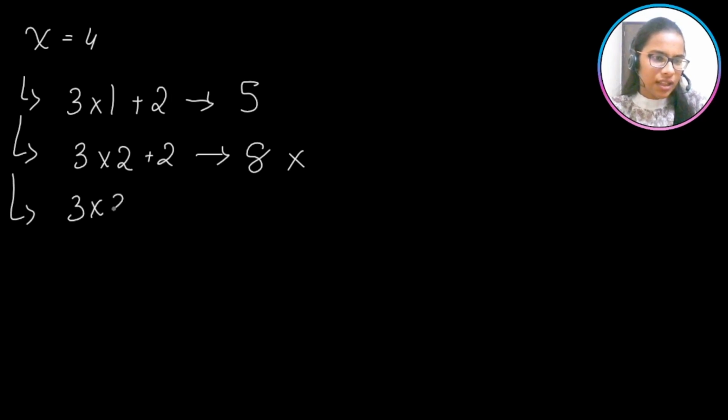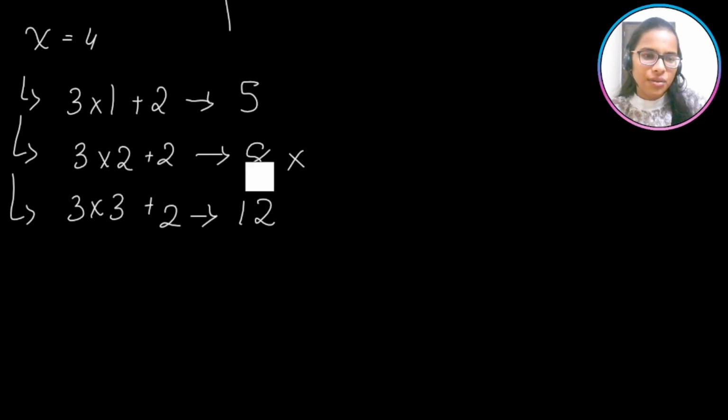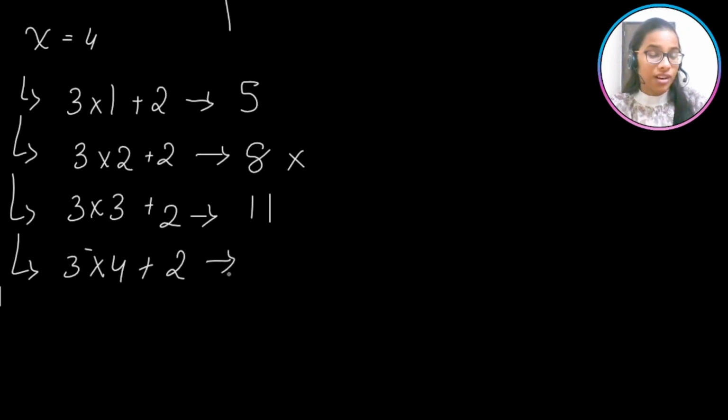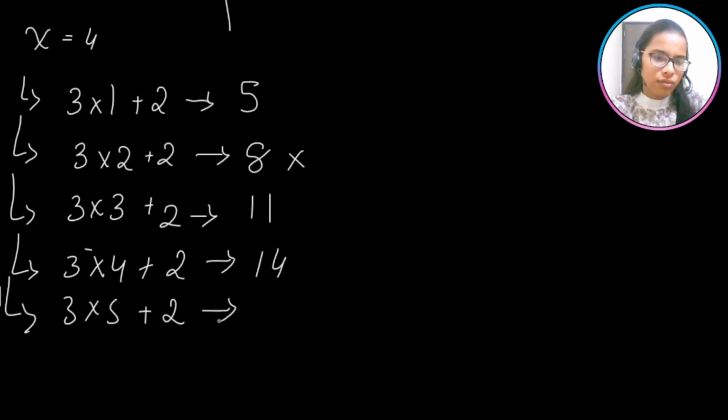Next term will be 3 into 3 plus 3. So it's 9, 10, 11, 12. We actually need to ignore it. Whoops, sorry. It's not 3 into 3 plus 3. Actually, it's 3 into 3 plus 2. So it's 11, and we don't need to ignore this term. Then we have 3 into 4 plus 2. So it's 4 into 3, 12, and plus 2, we have 14. Then it is 3 into 5 plus 2. So 5 into 3 is 15, and 15 plus 2 is 17.